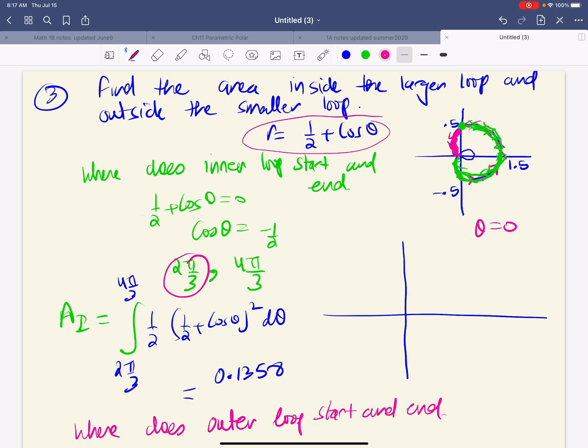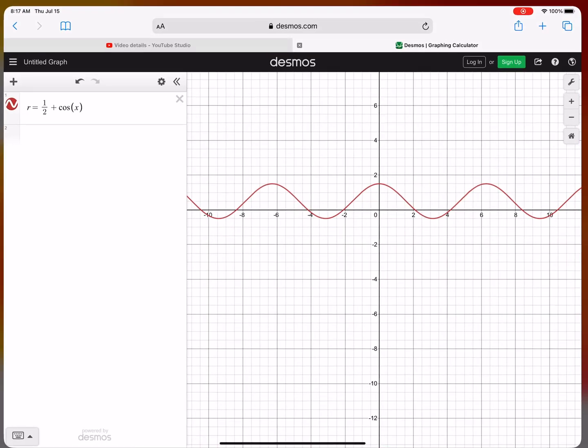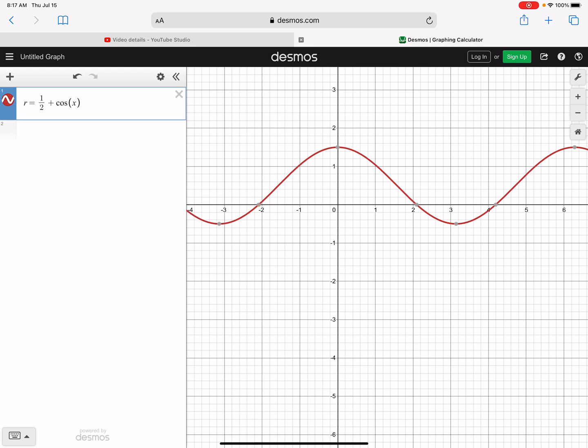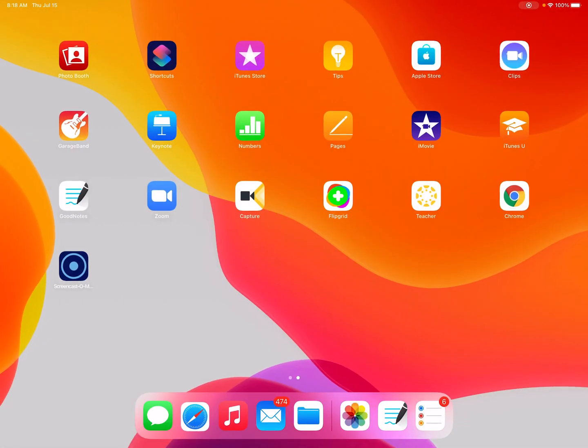So r equals half plus cos theta, going to Desmos. That's how r equals half plus cos theta looks. If you look carefully here, this is where your outer loop and your inner loop are. The outer loop begins at negative 2 pi over 3 and ends at 2 pi over 3. The inner loop begins at 2 pi over 3 and ends at 4 pi over 3. So the bigger one will always be your outer loop, and the smaller one will be the inner loop.